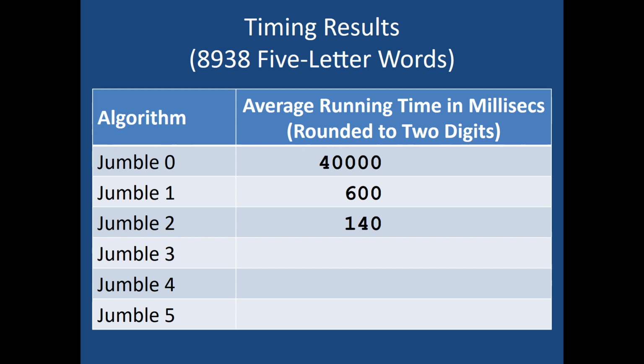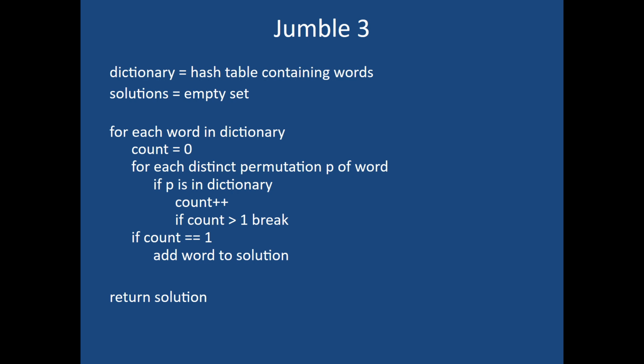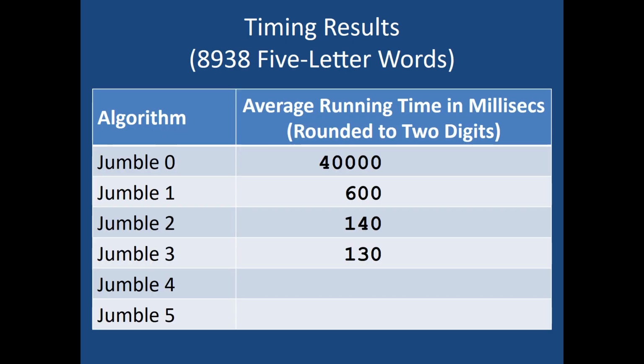Okay? Jumble 3. All we did there was we stuck in that if count greater than 1 break. Okay? What do you think? 70, 100. 70, 100? Okay? Made hardly any difference at all. I would have thought it would make a bigger difference myself.